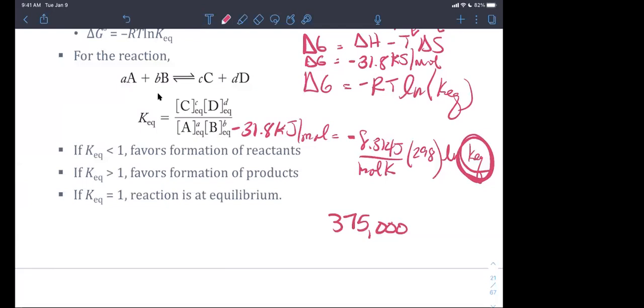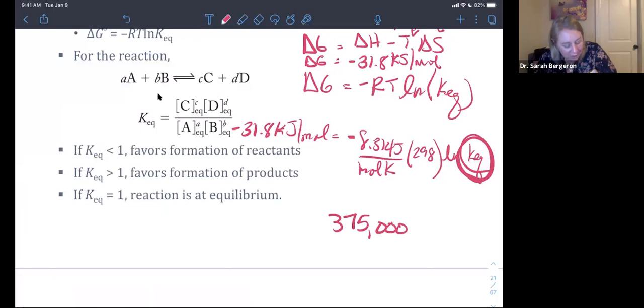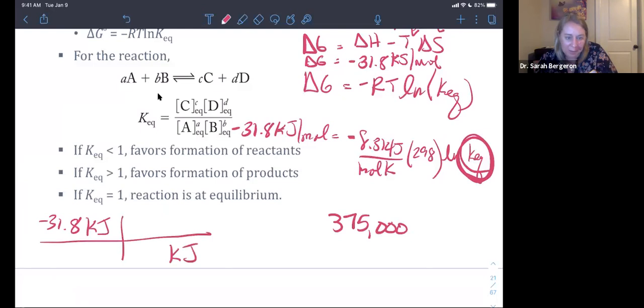I have a question. Sure. I don't want to sound slow, but how do you change the kilojoules to joules? Okay, so let's say you have negative 31.8 kilojoules, right? So it's just dimensional analysis. Put what you want to get rid of on the bottom so that they cancel, and then put what you want to get to on the top. So how many kilojoules are in a joule, or how many joules are in a kilojoule?